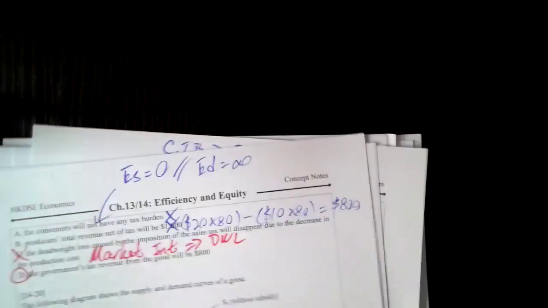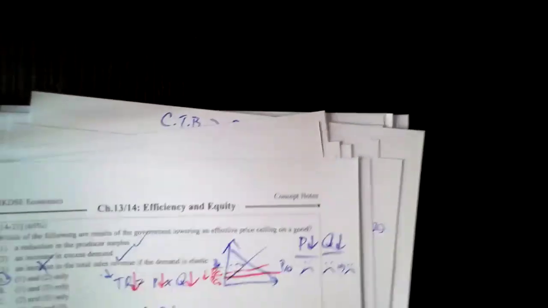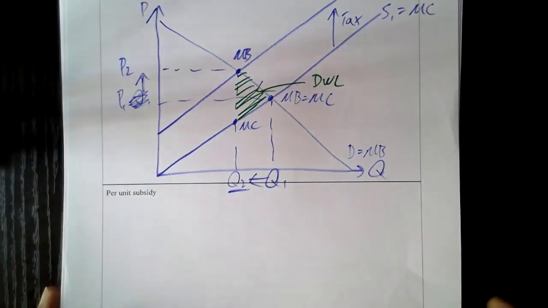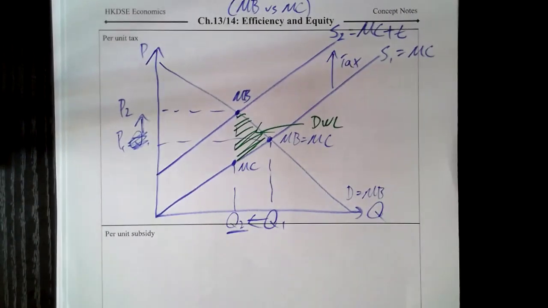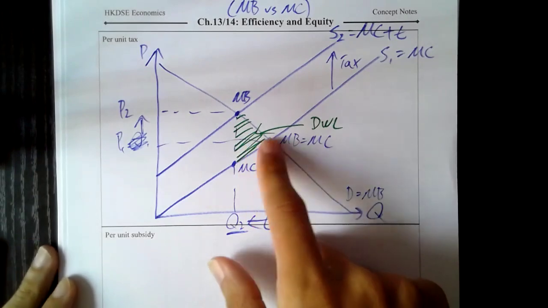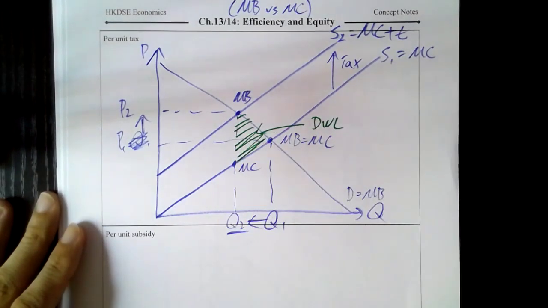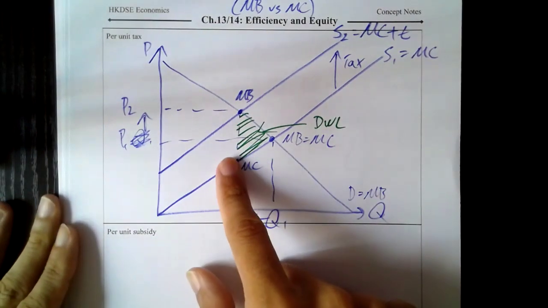Let me go back first, I don't want to mess up the order, so wait a moment. It's time for us to go back to a certain page when we talk about tax. Now, before we go to the past paper, we used the method of MB MC, right? Now, in fact, there is another method that will arrive at the exact same result. By using areas, okay?